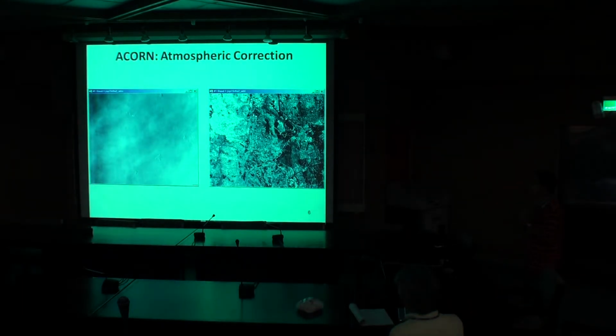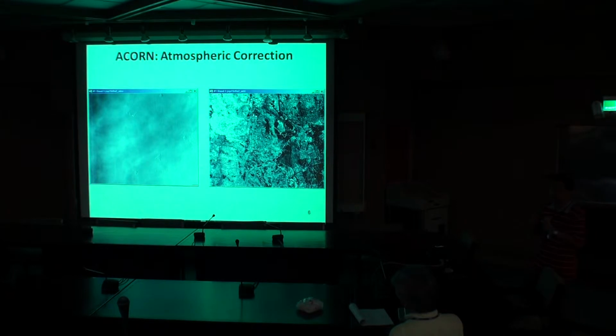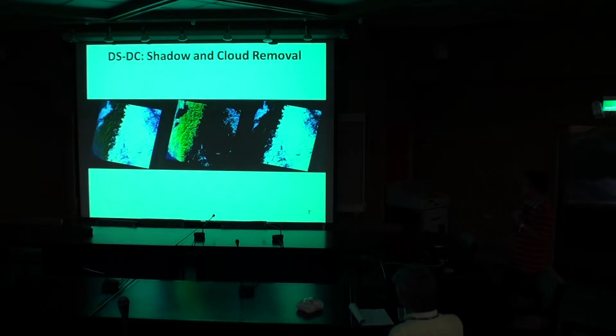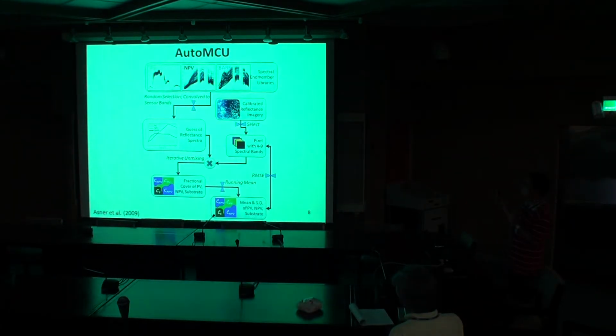The first part is the atmospheric correction. It's important for pre-processing an image. Here's a hyperspectral average image. Without removing water, aerosol, and molecular scattering, it looks like that. After atmospheric correction, you see both of them are from the same image. The second one is the shadow and cloud removal. This is the original image. This is an important step when doing tropical research, because you see clouds and shadow everywhere, especially in Taiwan. Then you remove the cloud and shadow. And the third one is called Auto-MCU.